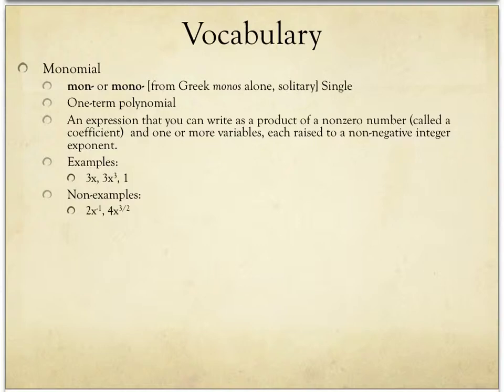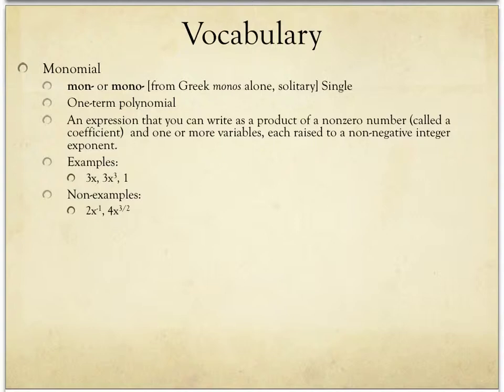Let's first talk about monomials. Mono, or mon, from the Greek monos, means single. This is a one-term polynomial. It's an expression that you can write as a product of a non-zero number, which is called a coefficient, and one or more variables, each raised to a non-negative integer exponent. Now, notice I said non-negative. We can have monomials that are multiplied by a zero power, and we'll see that here in a second.